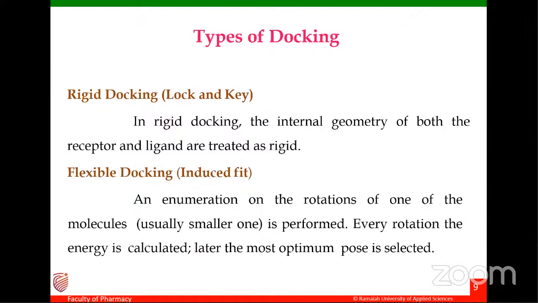The next one is flexible docking, that is induced fit docking. It involves enumeration of the rotation of one of the molecules, usually the smaller one. At every rotation, the energy is calculated. Later, the most optimum pose is selected. So flexible docking means it can rotate freely. Based on that rotation, it will give different sorts of scores. Based on the scores, we rank them and find out which is the best.